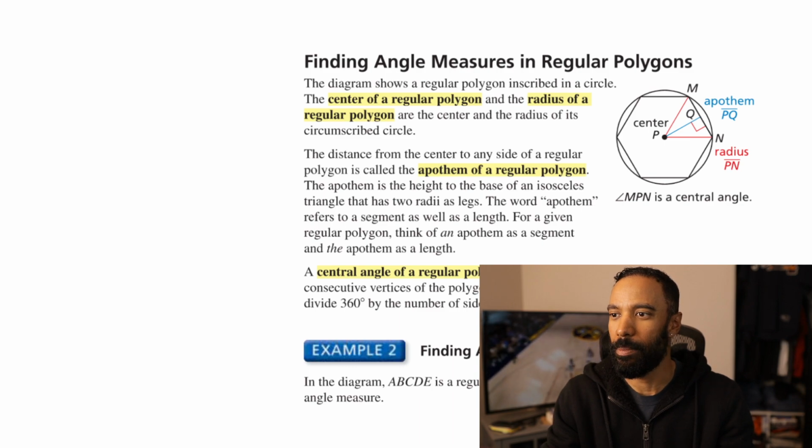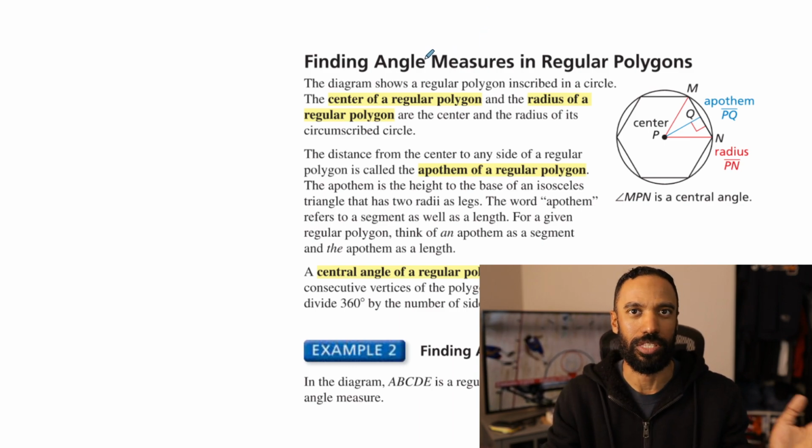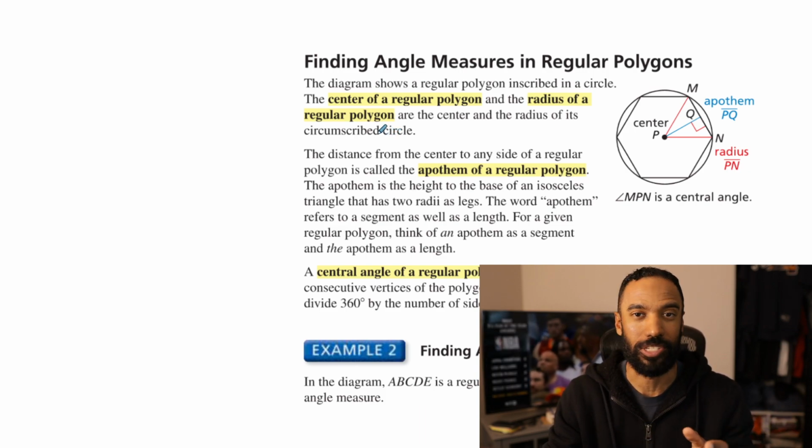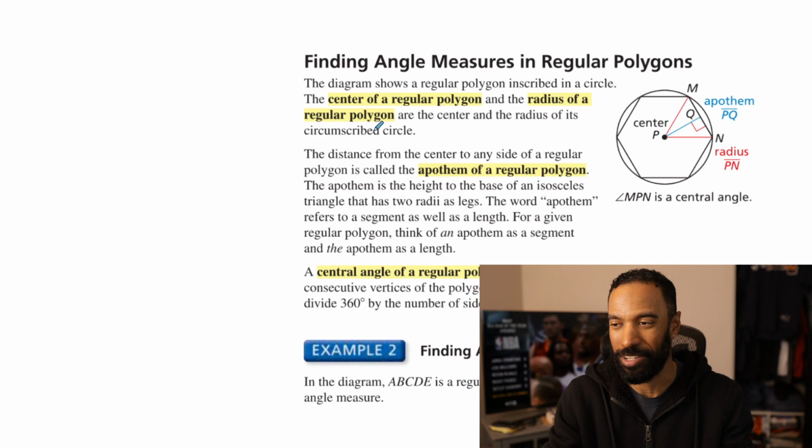Finding angle measures in regular polygons. I think this is the crux of what this section's all about. This is what I was kind of talking about. That being said, I haven't talked about areas of those things in probably 9 years either.